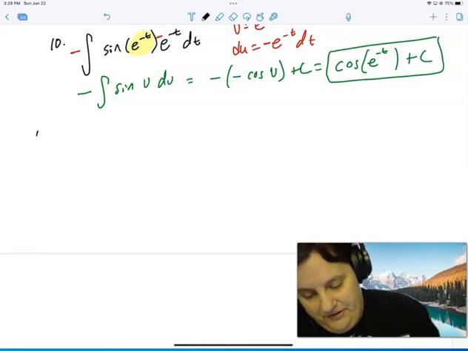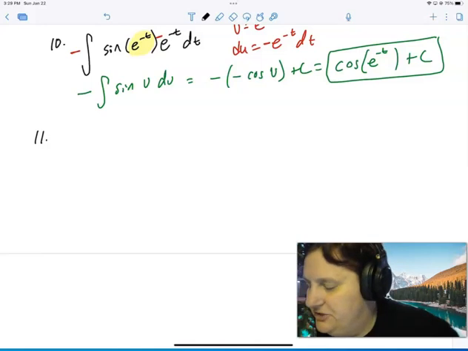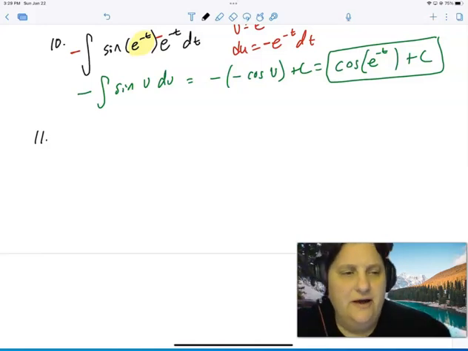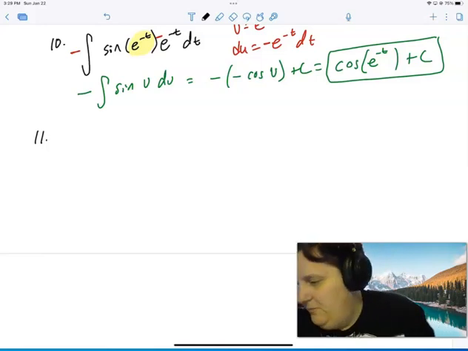Okay, so starting with number 11, and actually what I want to do also is, since these do have endpoints, let's go ahead and check every question on our calculator as we go through to make sure we do know how to put these in our calculator. Okay? All right.